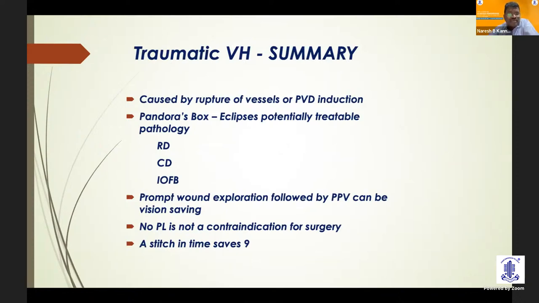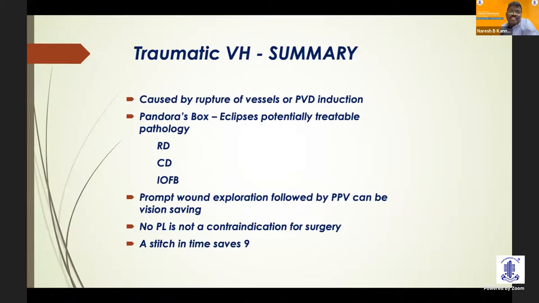So in summary, when we come across vitreous hemorrhage, as I have told already, please send it to some of your competitors. Better not to repair it ourselves because it's very difficult to answer the patients. The cause of vitreous hemorrhage in these cases can be various, right from the rupture of the vessels. And when you operate, it's very difficult because you can have a lot of comorbid pathologies like RD or CD or intraocular foreign body. A prompt exploration followed by PPV can be vision salvaging.